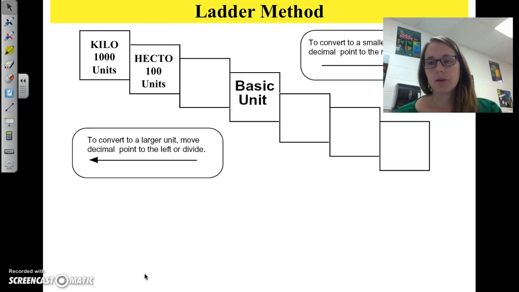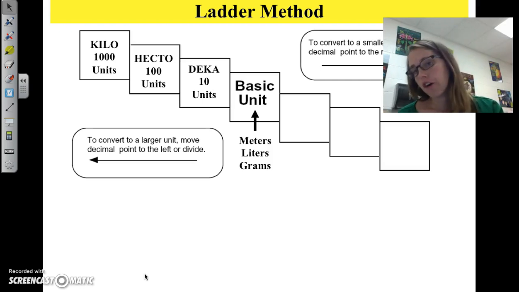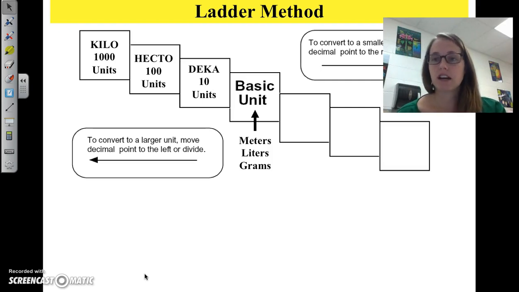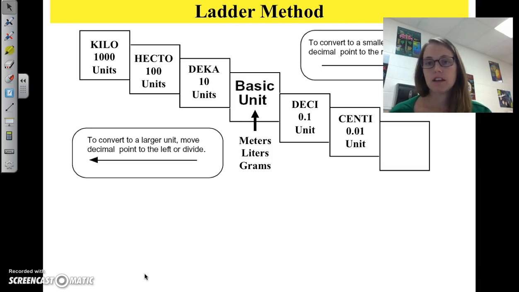The next is hecto. Again, this one means 100, so 100 of the base unit. Then we have deca, meaning 10 of the base unit. Then we have our base unit, which is, like I said, meters, liters, grams, Kelvin, all those base units that we discussed in the metric system. Then we have deci. This is 0.1 of a base unit, so 1/10 of a base unit. Then centi, which is 1/100th of a base unit, and finally milli, which is 1/1000th of a base unit.